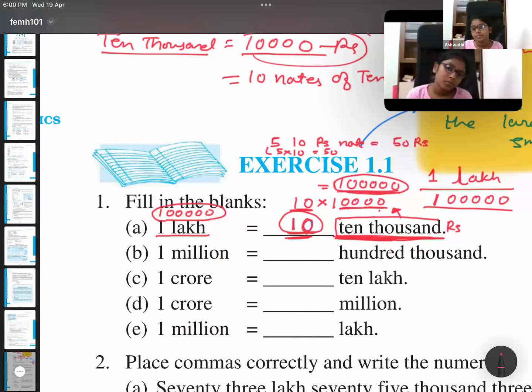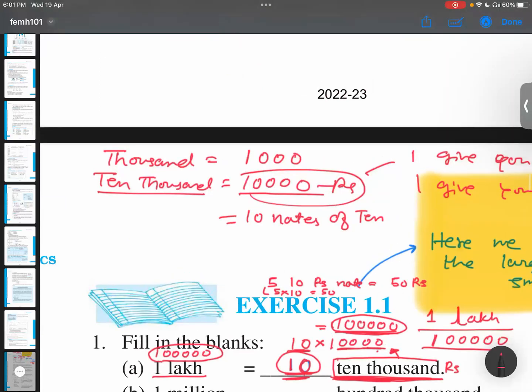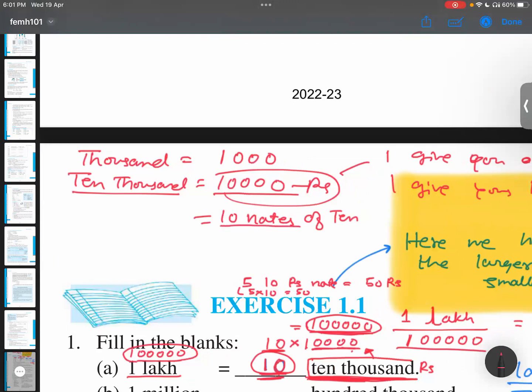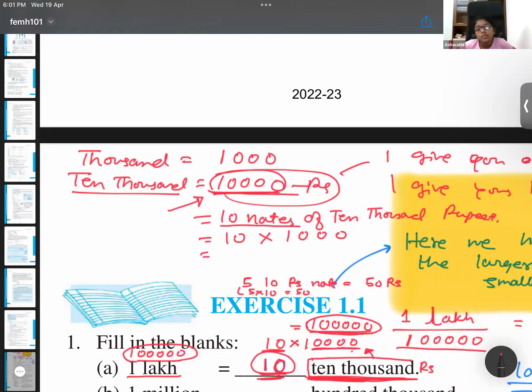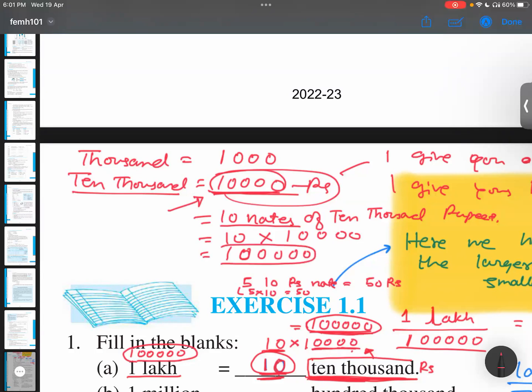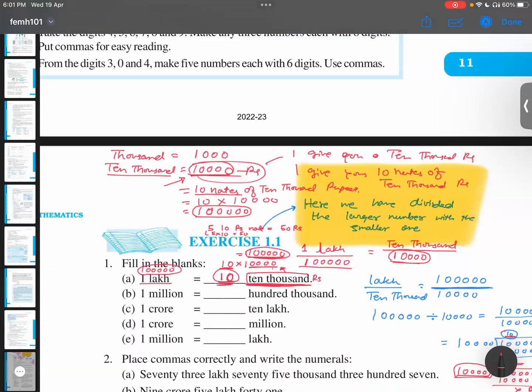Yeah. Okay. So I was saying that if I give you 10 notes of 10,000 rupees, okay, so 10 notes of 10,000 rupees means 10 into this 10,000, right? This is our 10,000. So how many zeros are going to be there? It's going to be 5. Why did you add another zero, sir? 1,000 just has 3 zeros, right?